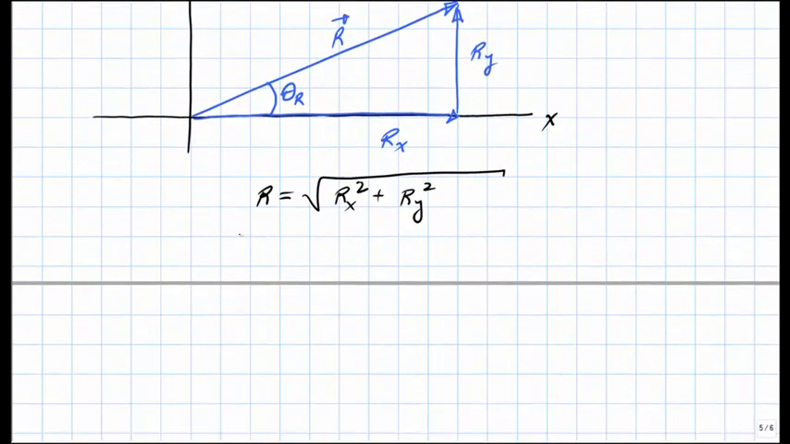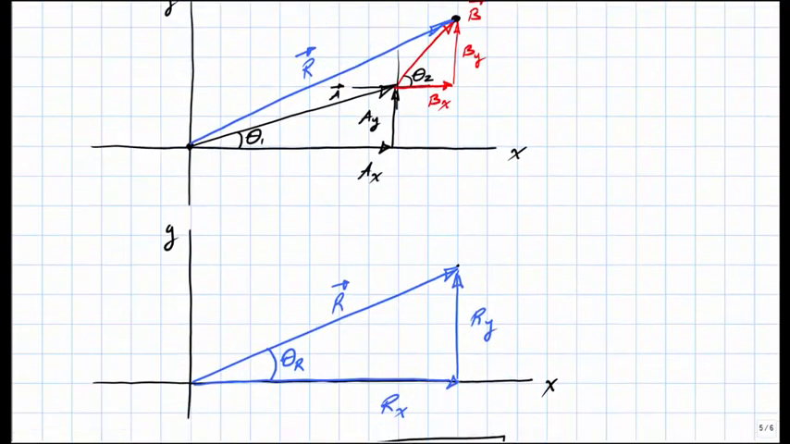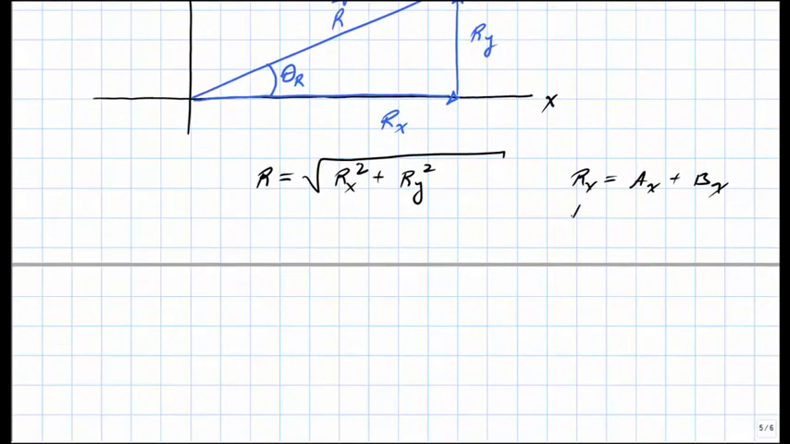We can note from our diagrams that r sub x just equals a sub x plus b sub x. Now let's take a look at the y relationship. Here's r sub y, and I think you see a similar pattern. R sub y, as you can tell, just simply equals a sub y plus the length of b sub y. So again, r sub y just equals a sub y plus b sub y. And now that we've established the components of the vector r, we can find the length of the vector r.